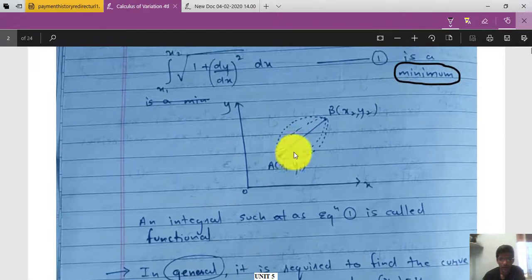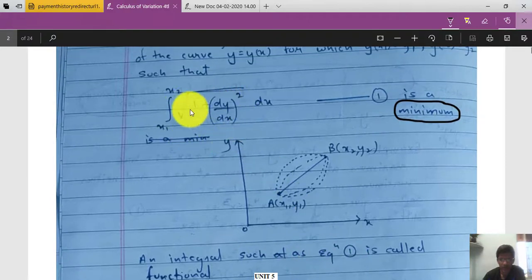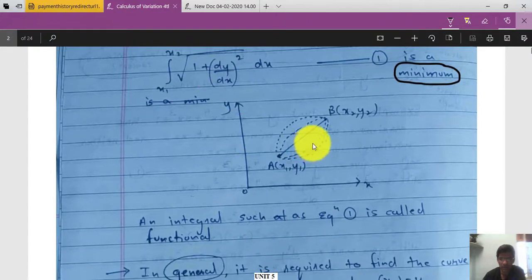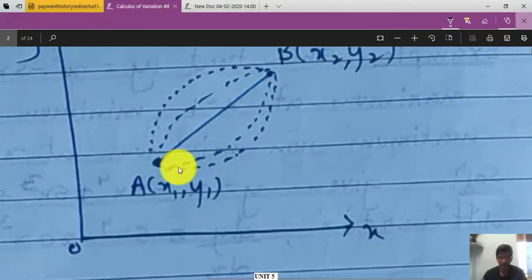Now an integral of such type, that is equation 1, is known as a functional. Now let me tell you how it works. See here, any point on this curve, whether it is y1 of x or y2 of x, right? So this is my arc length s, this particular thing, right?